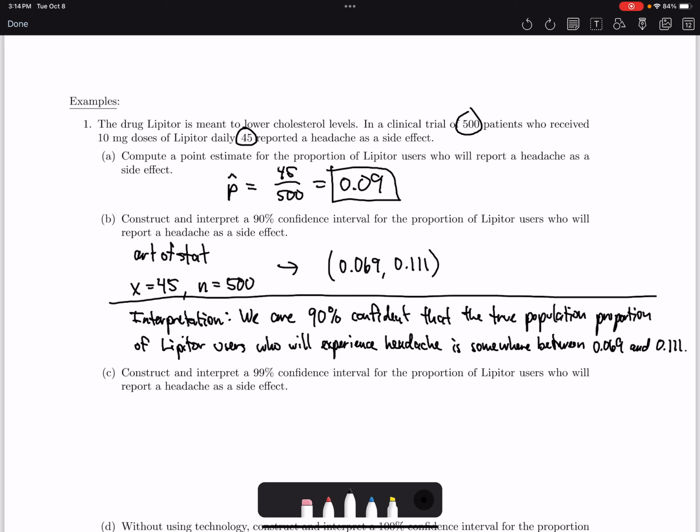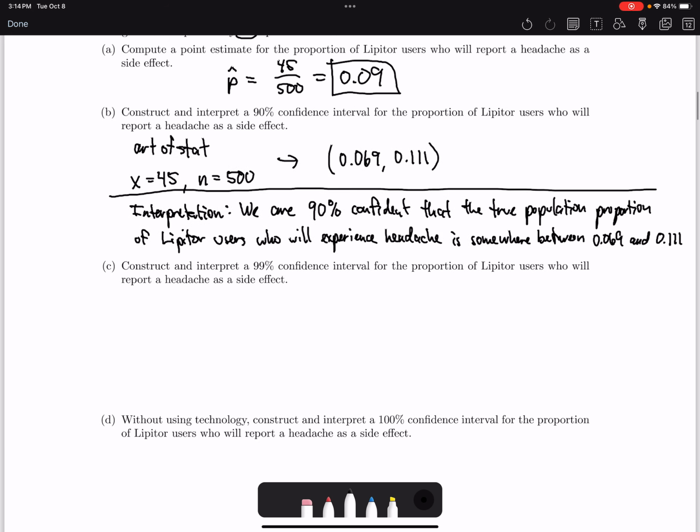Okay, let's do another one. Part C says, construct and interpret a 99% confidence interval for the proportion of Lipitor users who will report a headache as a side effect. So we're going to do the same thing. Art of Stat. We're going to enter 45 for the number of successes, number of people who had a headache, 500 for the population size. But this time we're going to do a 99% confidence interval. So maybe I should have said on part B that we used a 90% confidence level. Okay, and here we'll do a 99% confidence level. Let's see what we get.